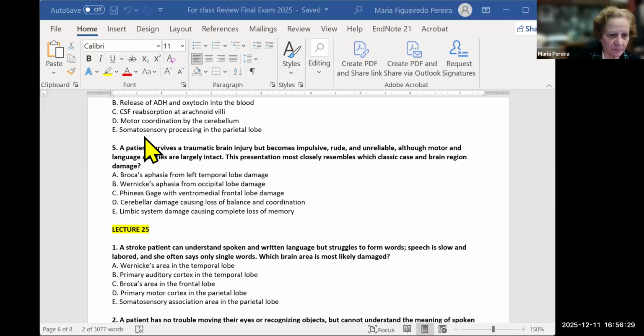Okay, so which one are we on? A patient survives a traumatic brain injury, but becomes impulsive, rude, and unreliable, although motor and language abilities are largely intact. This presentation most closely resembles which classical case and brain region damage? Well, you know our friend Phineas Gage, with ventromedial frontal lobe damage. That's when we found out that the frontal lobe is involved in emotion.